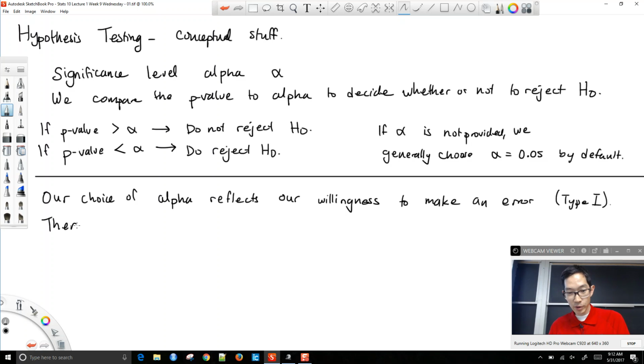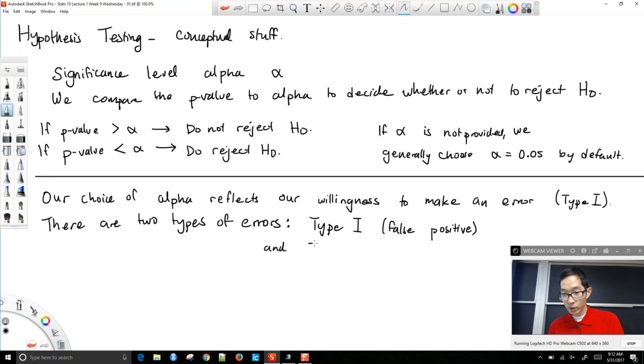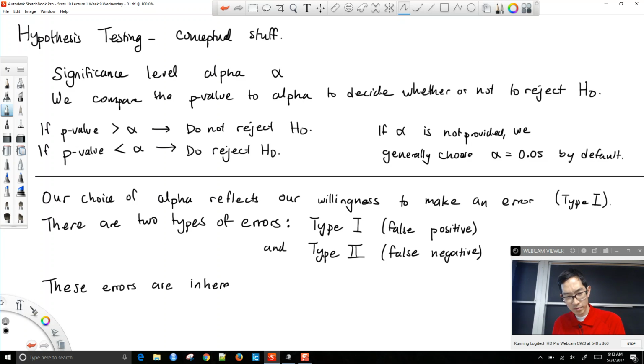So we'll say there are two types of mistakes, or two types of errors, and they are called type 1, and I'll explain all of this in a moment. Type 1, and this will be the false positive, and type 2, the false negative. There are two types of errors. These errors are inherent and unavoidable to the process of making conclusions based on limited data.